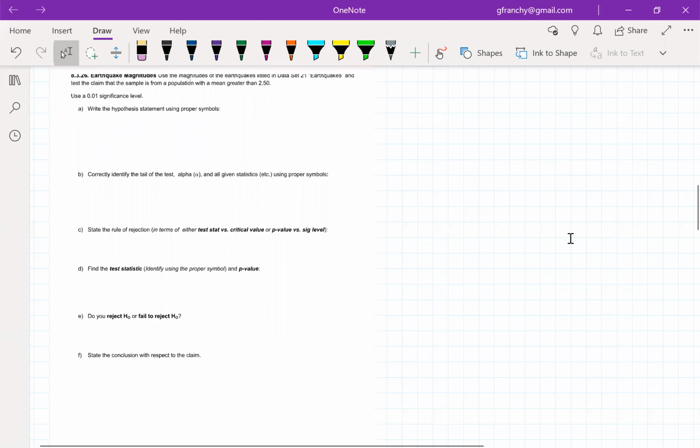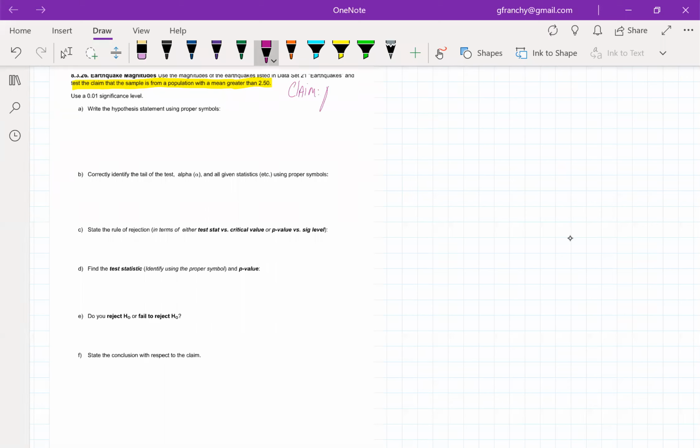So next we're going to take a look at question 8.3.26. It says, use the magnitudes of the earthquakes listed in dataset 21 earthquakes and test the claim that the sample is from a population with a mean greater than 2.50. Use a 0.01 significance level. So one of the things that we're going to need is the claim.